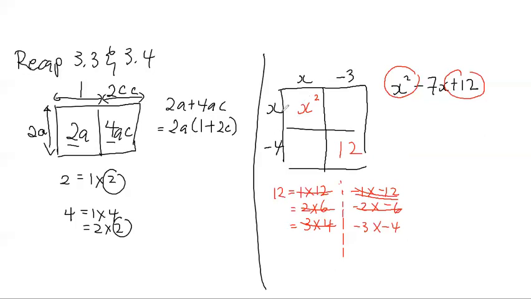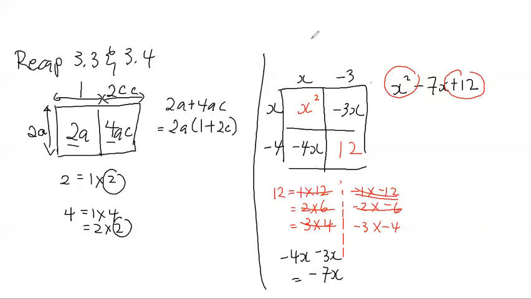Let's see whether it works. Negative 3 times x, you have negative 3x. Negative 4 times x, you have negative 4x. So if you add up these two numbers, negative 4x plus negative 3x you have negative 7x. So that is exactly what I want.